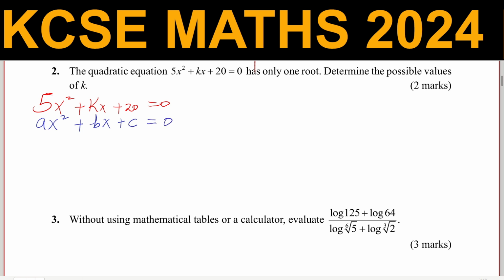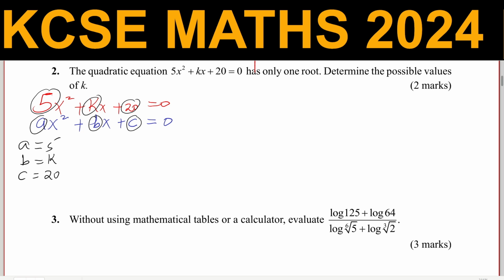So compare the terms and establish the values of a, b and c. From these, a corresponds with that, so a is equal to 5. Then b corresponds with k, that is the coefficient of x, so b is equal to k. And then c, that is a constant, c is equal to 20.